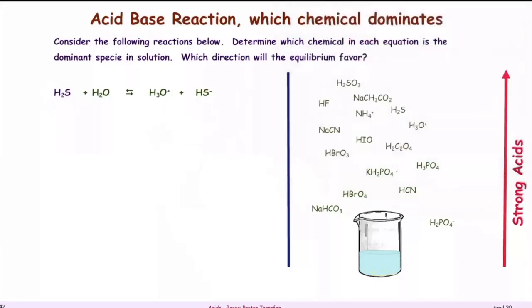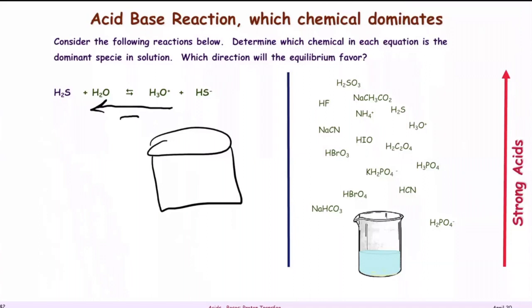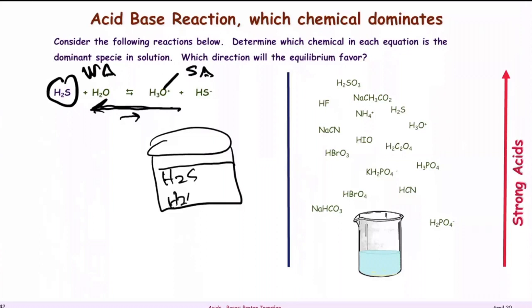The dominant chemical, because this is going to be shifting to the left and very little to the right, because this is a weak acid, this is a stronger acid. So the stronger acid is going to dominate that tug of war. Because the equilibrium is shifting to the left, the chemicals that are going to be the largest in quantity are H2S and H2O. The least amount will be H3O plus and HS.